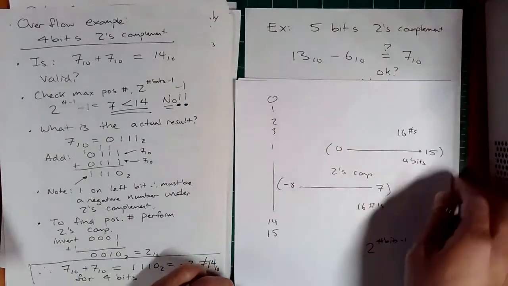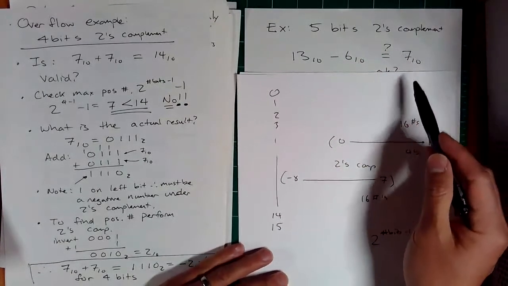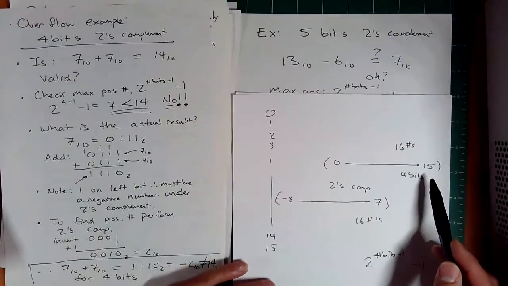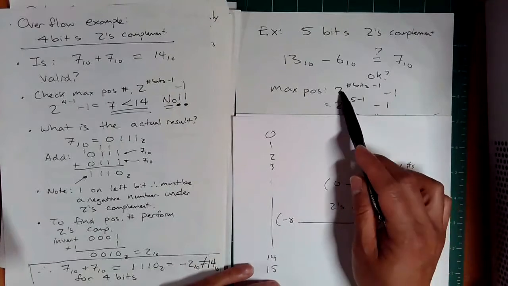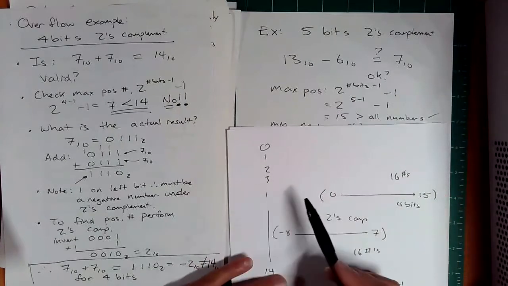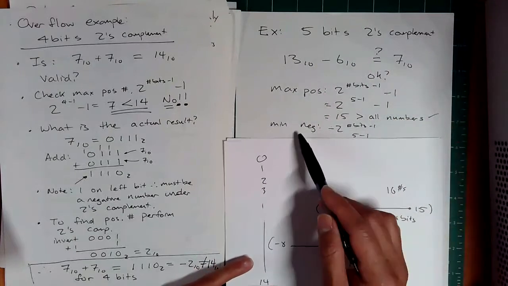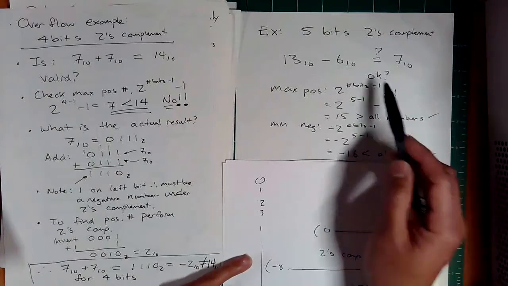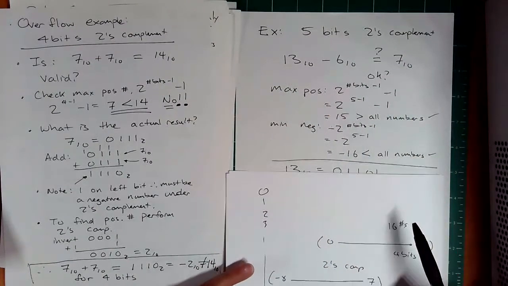5-bit 2's complement. Let's say, is 13 minus 6 going to be okay? We expect to see 7. Is that going to be within range? Okay, so we're going to check it. The maximum positive number is 2 to the 5 minus 1, so 2 to the 4, which is 16, minus 1, so 15. Okay, that's good. What about the minimum negative? That's going to be -2 to the 4, which is -16. All these numbers are within -16 to 15. Yeah, I think we're good.